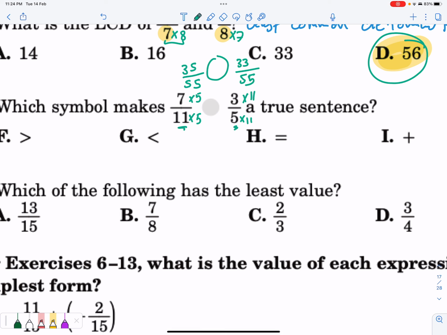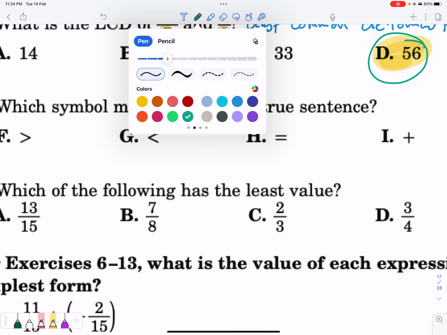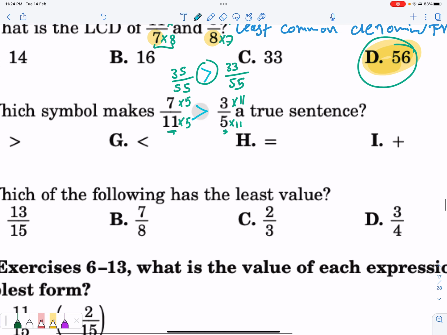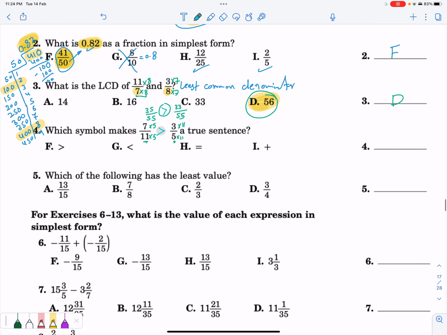So now we can of course tell the difference. We can tell which fraction is greater than the other. Of course, 35 over 55 is greater than 33 over 55. So the correct answer is that the first fraction is greater than the other. So the answer will be answer F. So F is the correct answer.